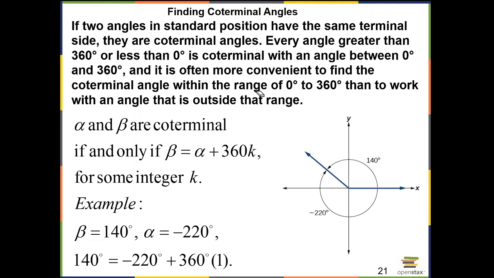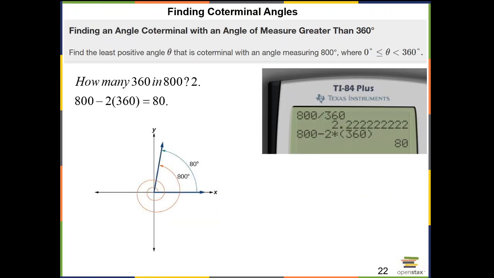All right. So finding coterminal angles. If two angles in a standard position have the same terminal side, we said that they are coterminal angles. So if you're given an angle, let's say 140, or if you're given 220, doesn't matter which one, and you want to find the coterminal angle, well, you use this formula. Just keep adding or subtracting multiples of 360 to get coterminal angles. That is in degrees, right? You can also do that in radians.